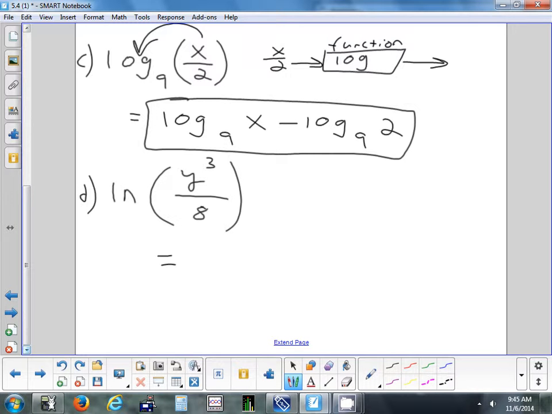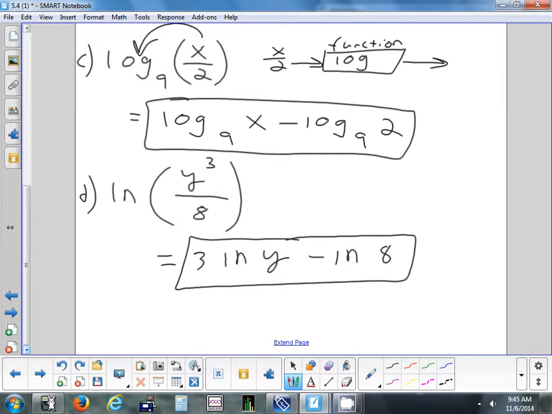Yeah? So 3 log base e y. Okay, so I'm going to use our abbreviation since it's shorter, so 3 ln y. Yep. Minus log base e or ln 8. Yep. Anytime you can use the ln, we will, because it's shorter. But that's perfect. 3 ln y minus ln 8.